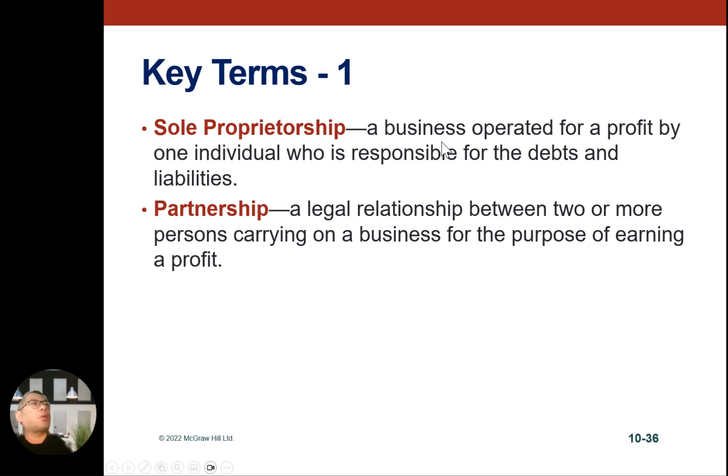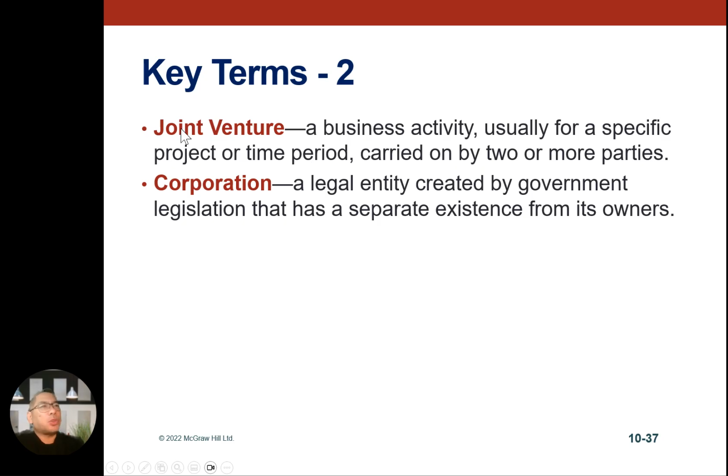Okay. Key term 1, sole proprietorship, that you need to know: a business operated for profit by one individual who is responsible for the debts and liabilities. Partnership is a legal relationship between two or more persons carrying on a business for the purpose of earning a profit. Number 2, joint venture is a business entity usually for a specific project or period of time carried on by two or more parties. And lastly, corporation: a legal entity created by government legislation that has a separate existence from its owners.